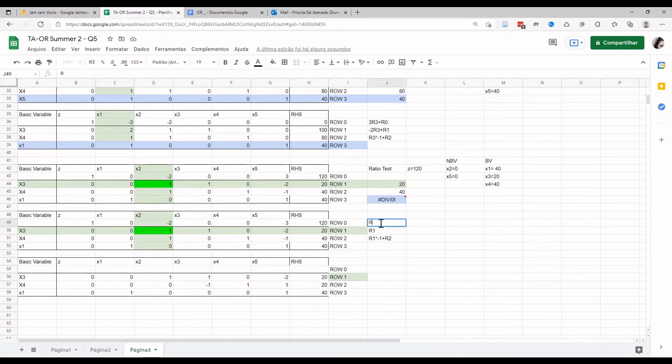So the last one that we can modify is the row 0. In the row 0, we can multiply R1 by 2, right? And add it to R0.